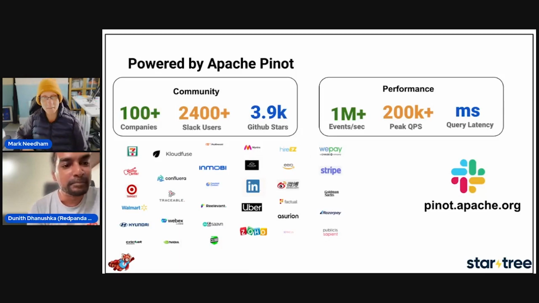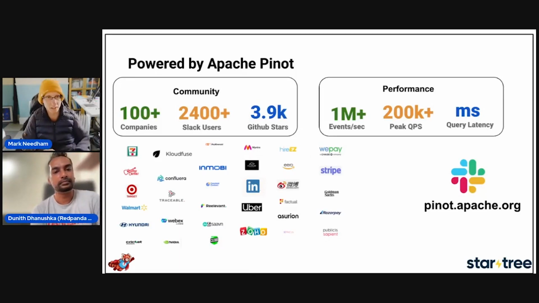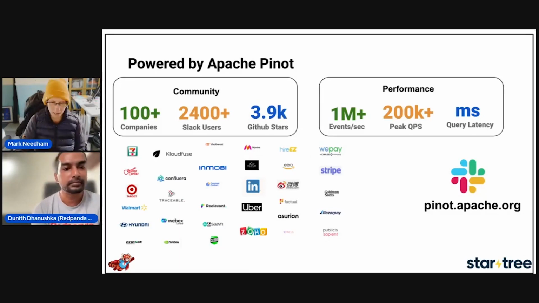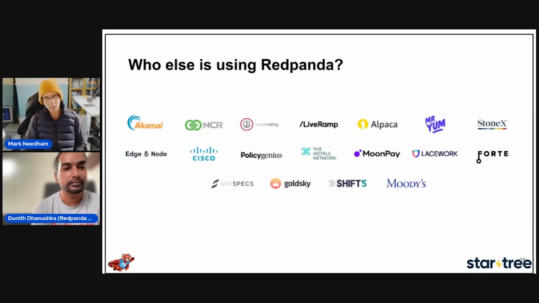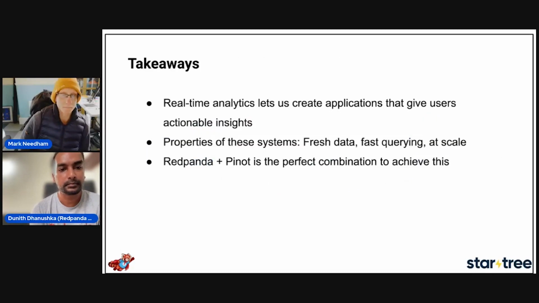So just to wrap up our talk, this is some information about Pinot and who's using it, and then the same thing for Redpanda. Just to give you a summary, hopefully you've seen that we can build these applications to help users do something. In our case, the user would be maybe the Wikipedia operations team, trying to see what's going on.